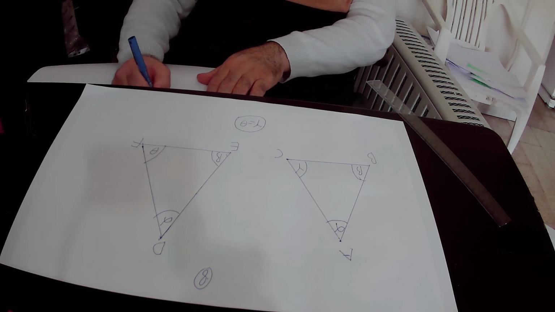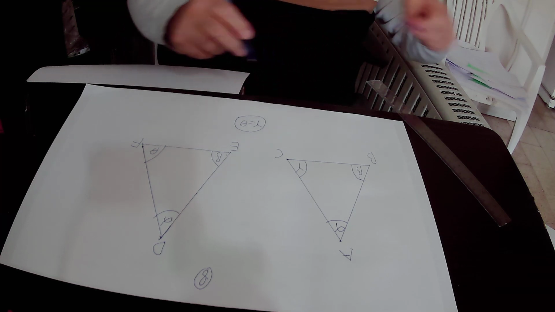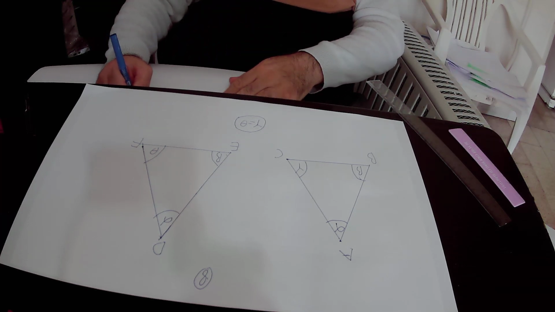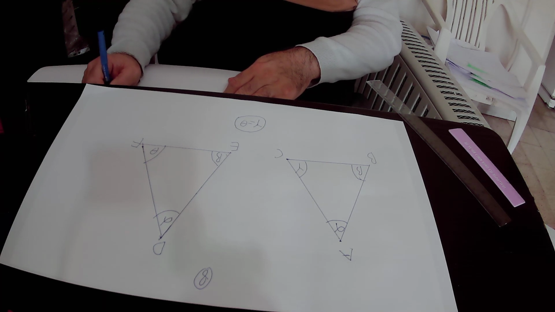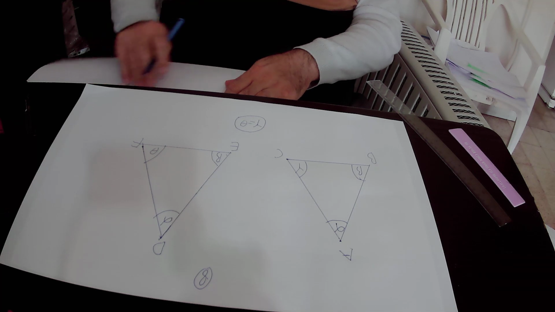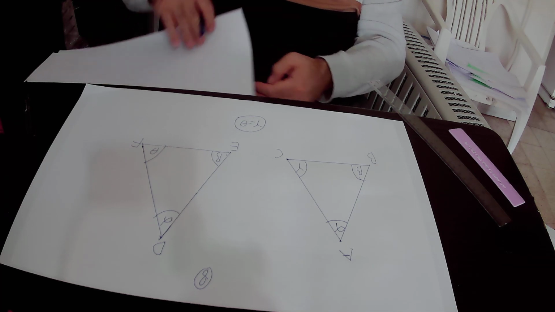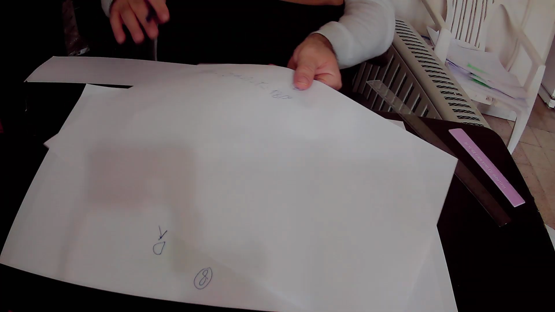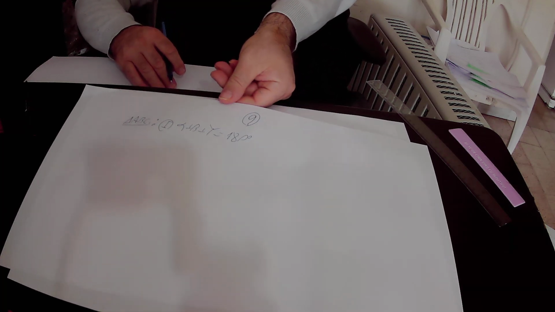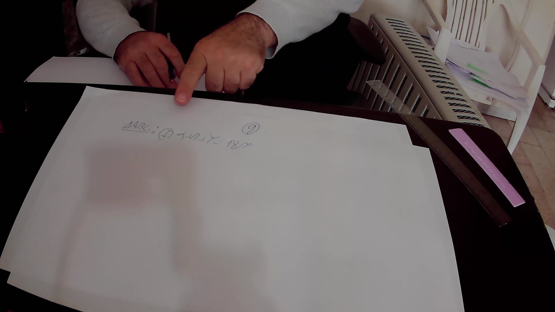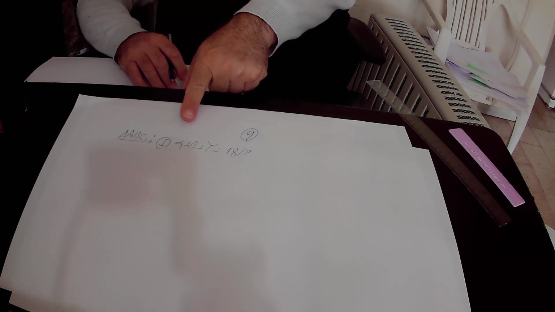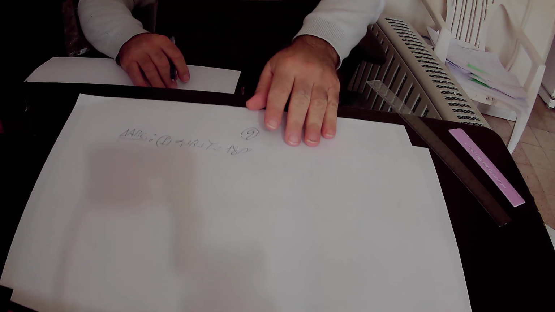That is to say, alpha plus beta plus gamma equals 180 degrees. I will repeat again. In the right triangle, triangle ABC, the sum of its angles equals 180 degrees. That is to say, alpha plus beta plus gamma equals 180 degrees.